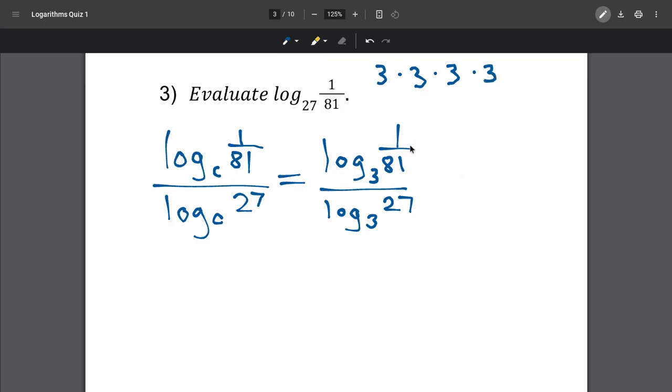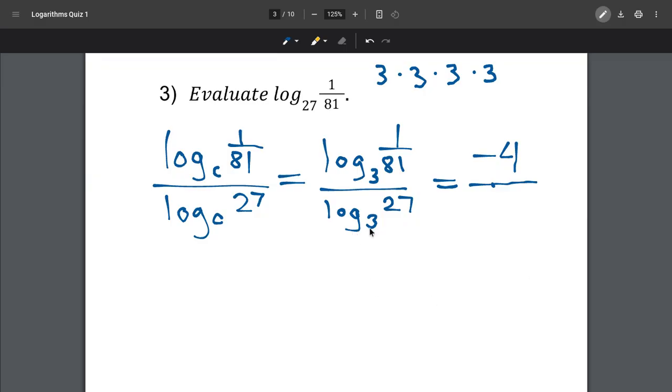But I have 1 over 81 here. And I have a video in here on negative logarithms, so you might want to watch that. We talk about negative exponents. But instead of 1, 2, 3, 4, so instead of putting positive 4 on top, we're actually going to put negative 4. And that's because of the nature of negative exponents. Again, I have a video on that on my channel, so check that out if you're confused on that.